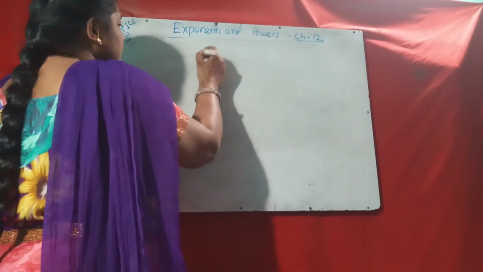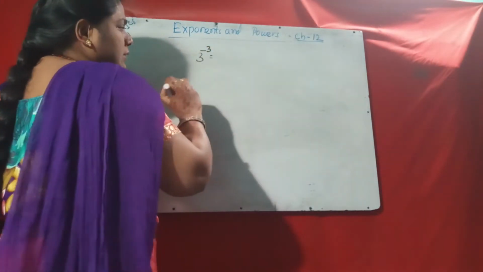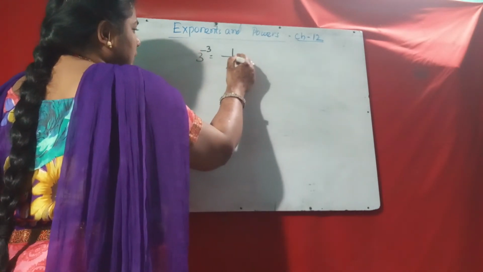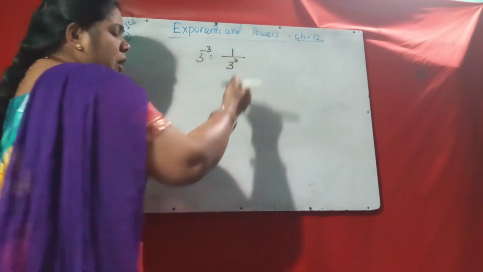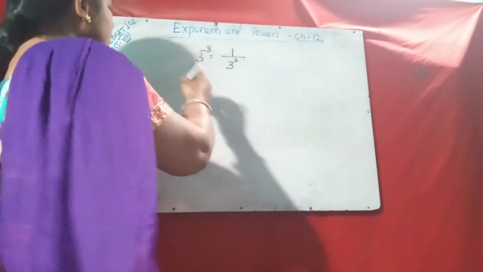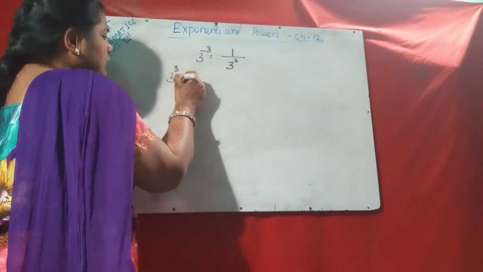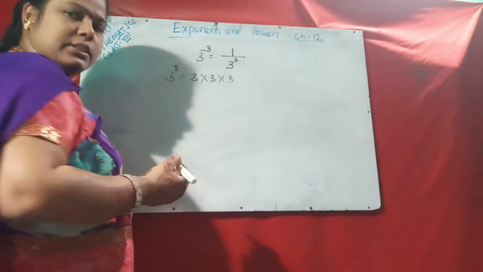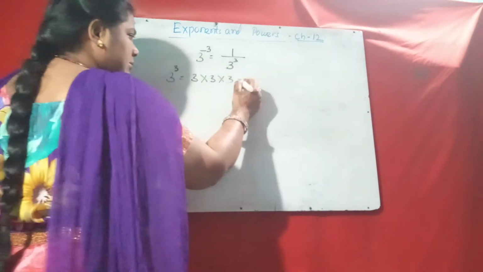Suppose 10 to the power minus 3. So I say that 10 to the power minus 3 is 1 by 10 to the power 3, but how does it happen? So let's start. Suppose 3 cube means what? 3 into 3 into 3. 3 3s are 9, 3 9s are 27.